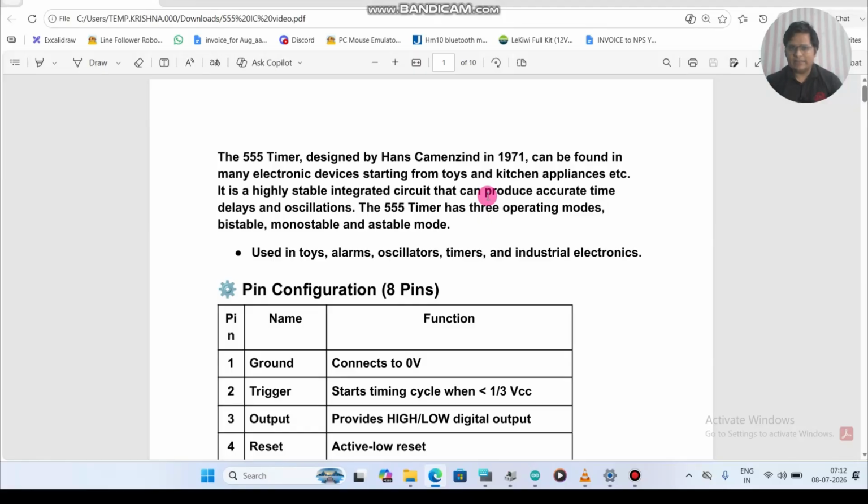One example is a traffic light. In a traffic light you would have seen there are 3 lights, right? Between each light there is a time delay, and that time delay adjustment can be done using this IC.